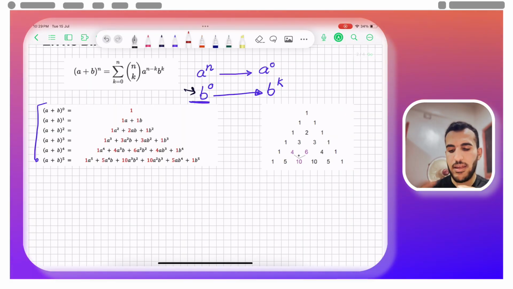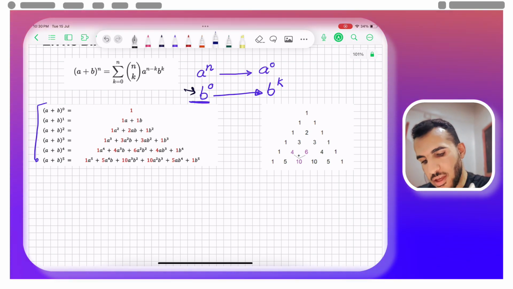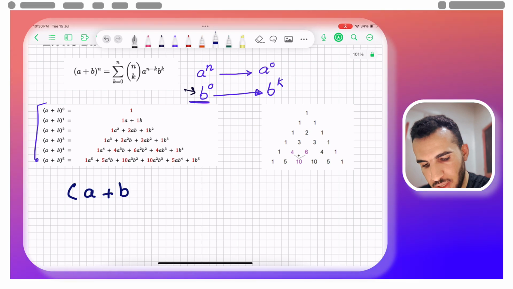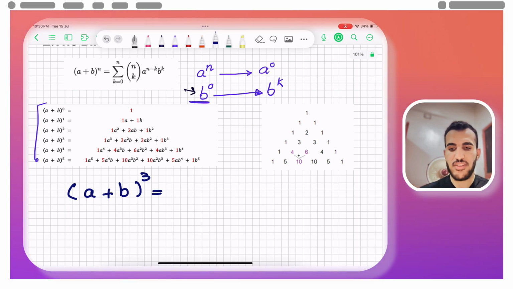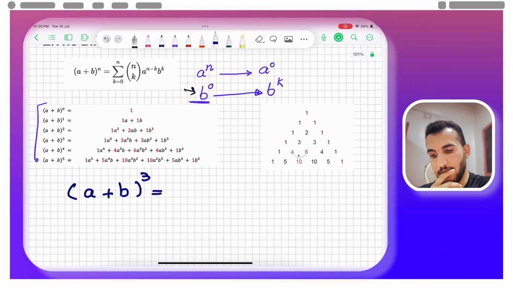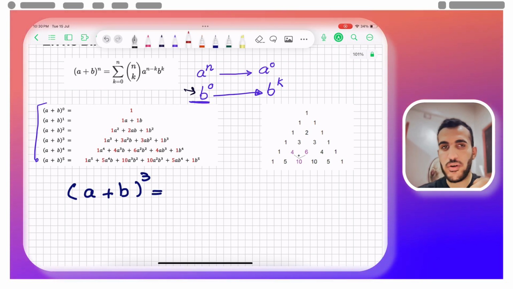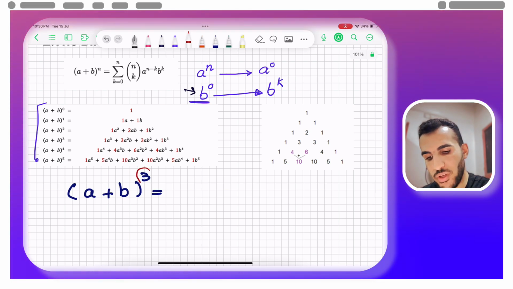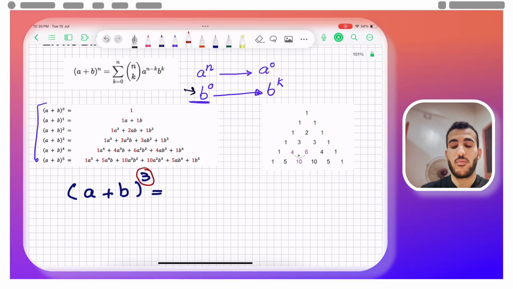So let's take (a plus b) raised to the third power as an example to solve this problem. I need to use the pattern of the exponents and the pattern of the coefficients to solve it. First, I need to know how many terms I have. Look at the exponent. I have 3 as the exponent, so I add 1: n plus 1 is the number of terms in this expression after I expand it. So I know that I have 4 terms.